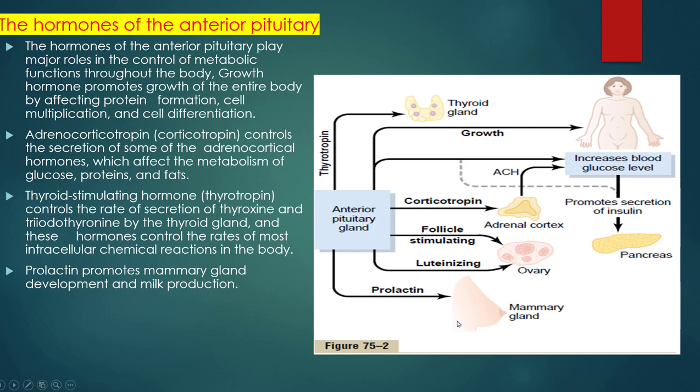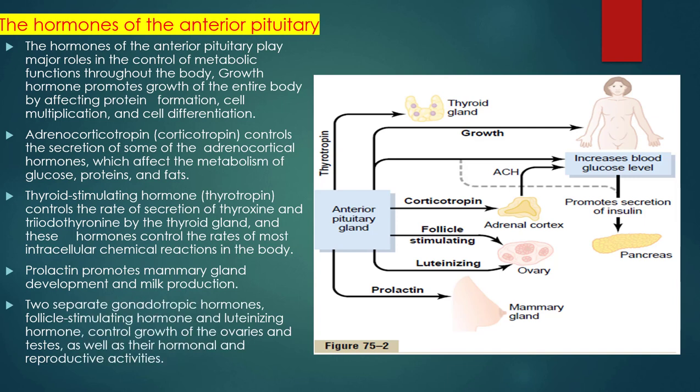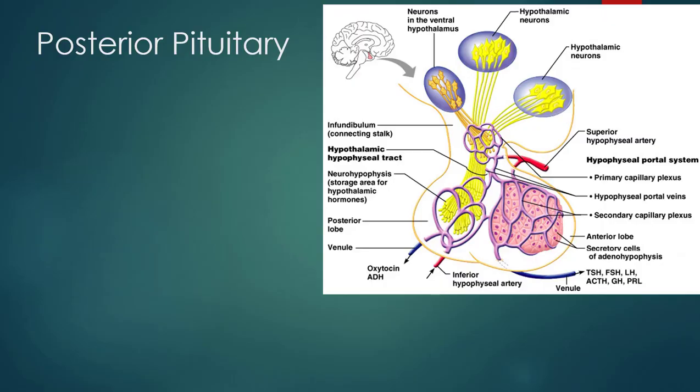Prolactin promotes mammary gland development and milk production. So when prolactin is produced in puberty, it increases the size of the breast and also causes production of milk. 2 separate gonadotropic hormones, follicle stimulating hormone and luteinizing hormone, control growth of the ovary and testes. In males, these hormones act on the testes and produce growth of the testes, and in females, it causes growth of the ovary. These hormones are also responsible for reproductive activity.